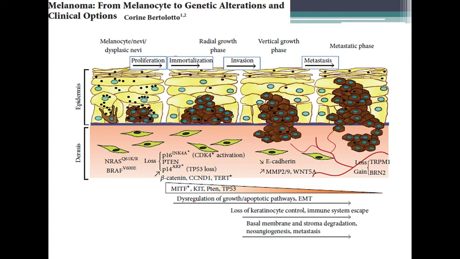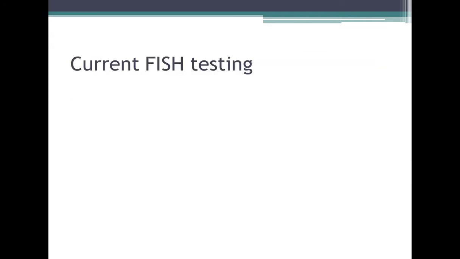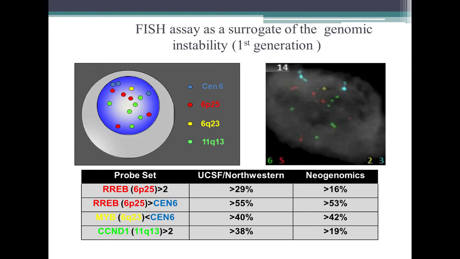And people have been exploiting these changes in different types of assays to answer these questions of melanoma versus histologic mimicry. One of the first tests introduced was FISH testing to evaluate these cases. Look at the first generation of the FISH assays, which were used as a surrogate for genomic instability. Again, this is data coming out of 10 to 15 years of research on array CGH across melanocytic lesions.